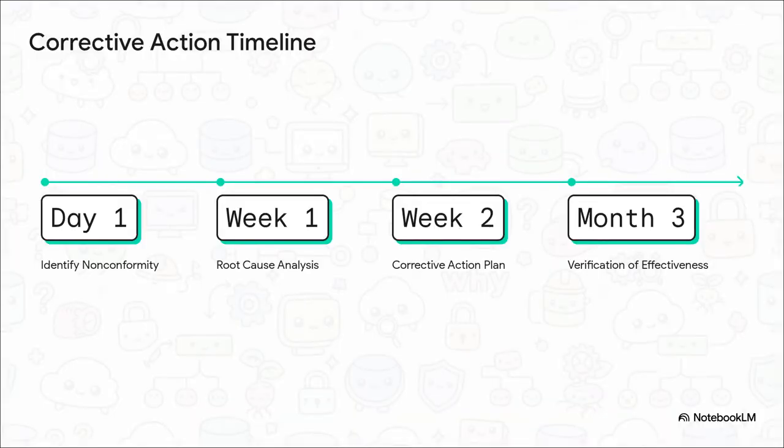To make sure the cure actually sticks, we follow a strict timeline that fits perfectly into the Plan, Do, Check, Act cycle. Day 1, identify the issue. Week 1, root cause analysis. Week 2, develop the corrective action plan. But look closely at the end of this timeline. Month 3, verification of effectiveness. You don't just apply a fix and walk away. You literally have to come back months later to prove the cure worked and the disease hasn't returned.